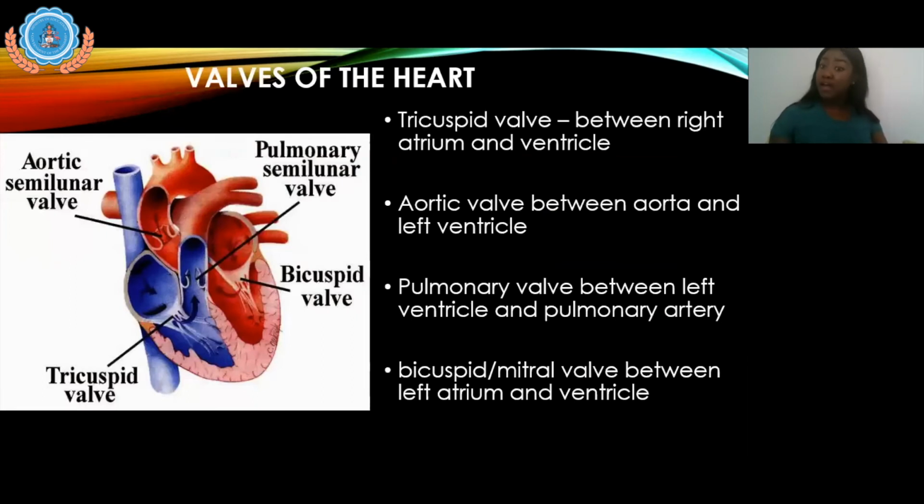So we talk about valves of the heart. You have the tricuspid valve, which is found between the right atrium and the ventricle. We have the aortic valve between the aorta and the left ventricle. As you can see, the aortic valve comes from the word aorta, hence you will only find it near the aorta. The pulmonary valve is found between the left ventricle and the pulmonary artery. And the bicuspid or the mitral valve is found between the left atrium and the ventricle.